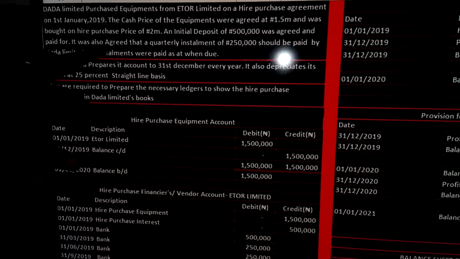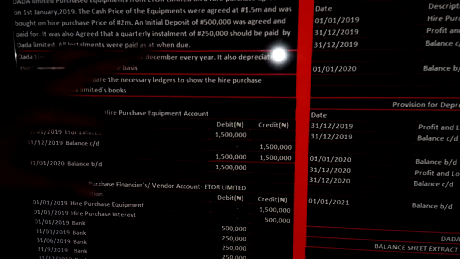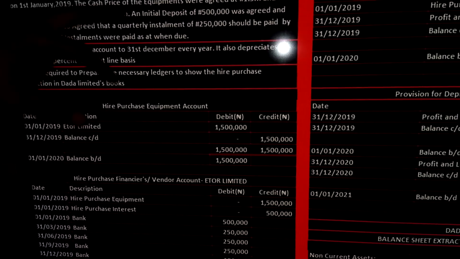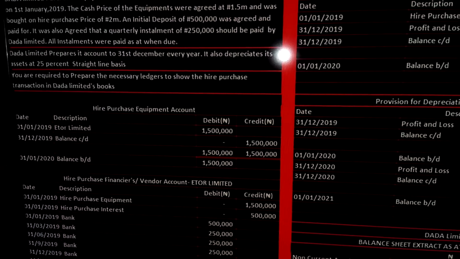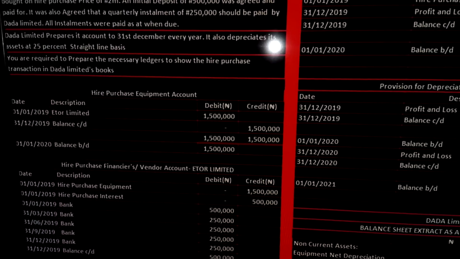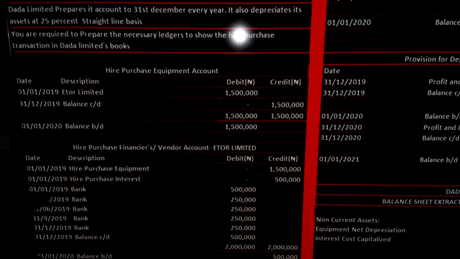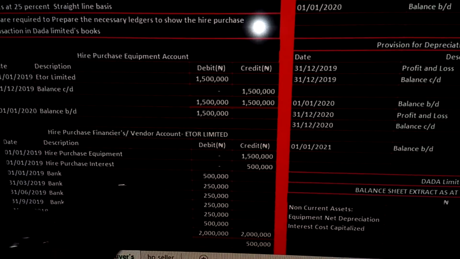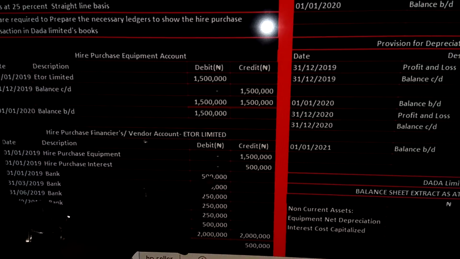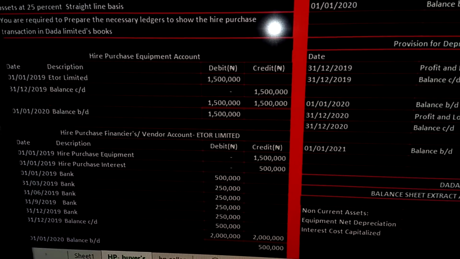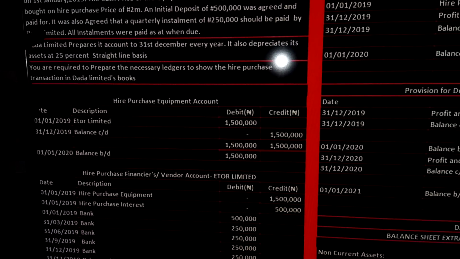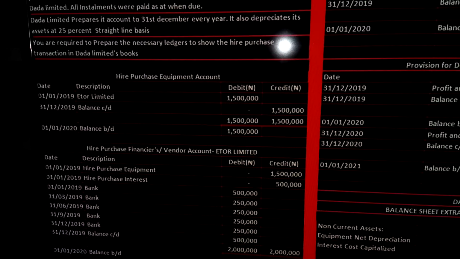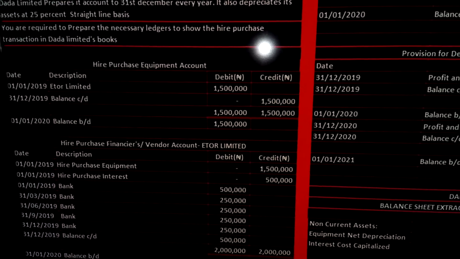So what happens now? It was agreed that the quarterly installment of 250,000 should be paid by Dada Limited. But there was an initial deposit of 500,000 agreed. That means before the installments begin, you pay an initial deposit of 500,000. If you're paying the vendor, you're reducing the amount, on 1st of January 2019. You're paying through your bank, so you debit the vendor 500,000. That's a reduction. Then they say it was agreed that a quarterly installment of 250,000 should be paid by Dada Limited. Quarterly. What's a quarter? A quarter is 3 months.